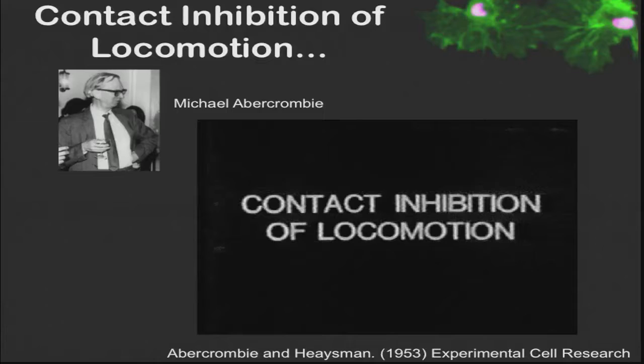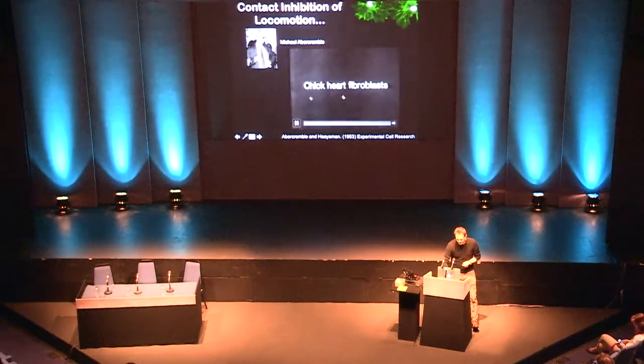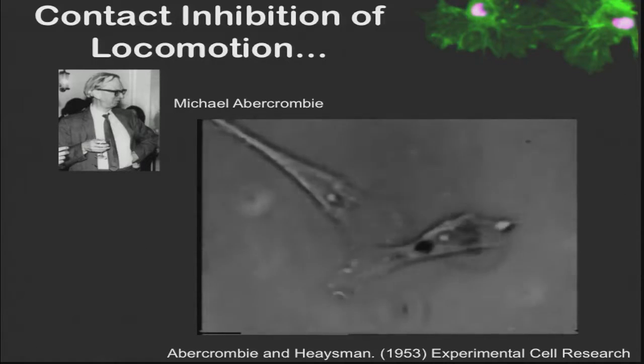So I'm going to talk to you today about the work that I did in Brian's lab on this relatively obscure phenomenon known as contact inhibition of locomotion. Contact inhibition was discovered by this man, Michael Abercrombie, over 60 years ago. And we're very fortunate in the Schramer lab to have some of the original movies he used to characterize this phenomenon. Abercrombie pioneered time-lapse microscopy, and he was interested in chick heart fibroblasts migrating in vitro.